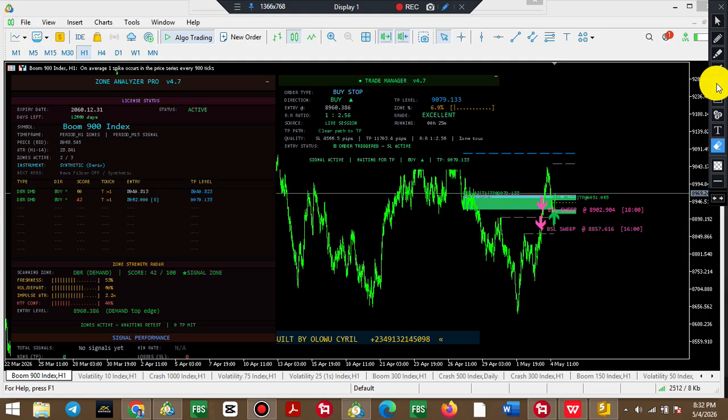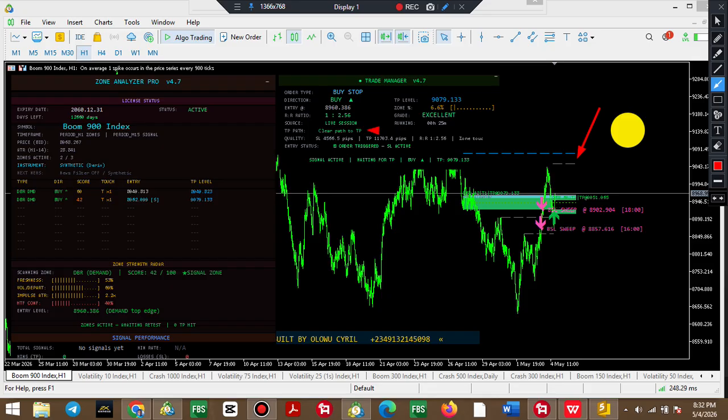So anytime you notice a signal, and then when you check the TP, it's telling you clear path to TP, it is indirectly telling you that from this your entry point here to this level here, the system can't detect any barrier which is going to hinder the price from hitting that particular target. Are you getting it now? So these are things you should notice.